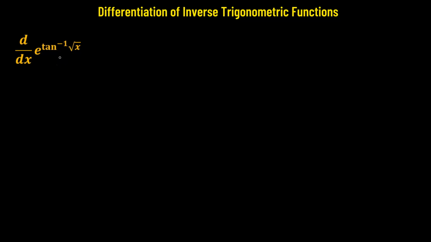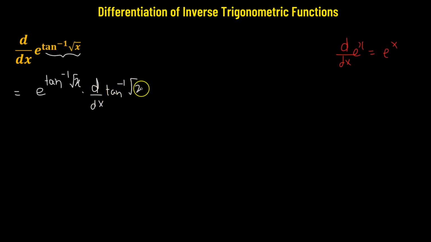In this problem, we need to obtain the derivative of e raised to the power of the inverse tangent of square root of x. So we know that the derivative of an exponential function gives us the function itself. So that means the derivative of e raised to the power of tangent inverse of square root of x will be e raised to the power of tangent inverse of square root of x. Now we have to apply the chain rule. So that means we multiply it by the derivative of the inverse tangent function.